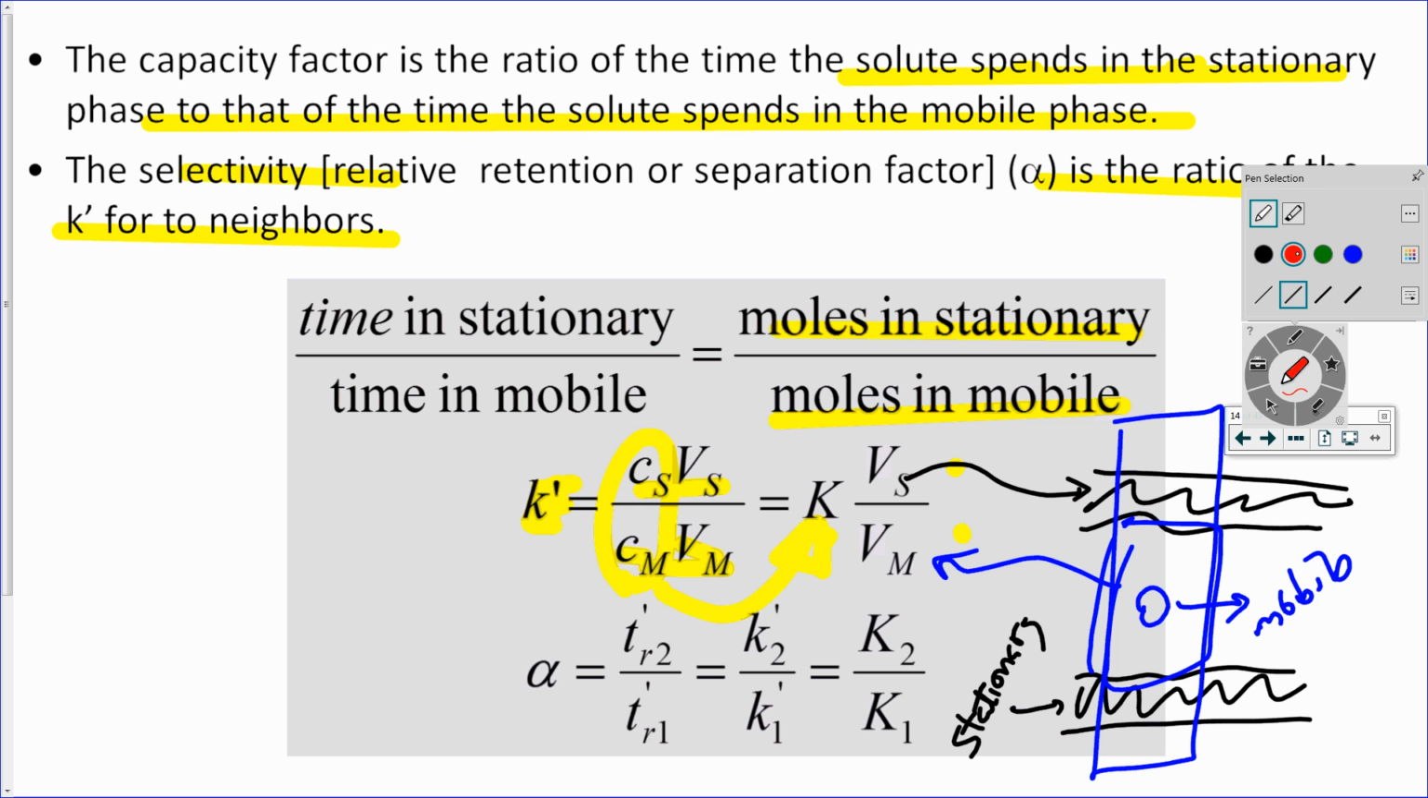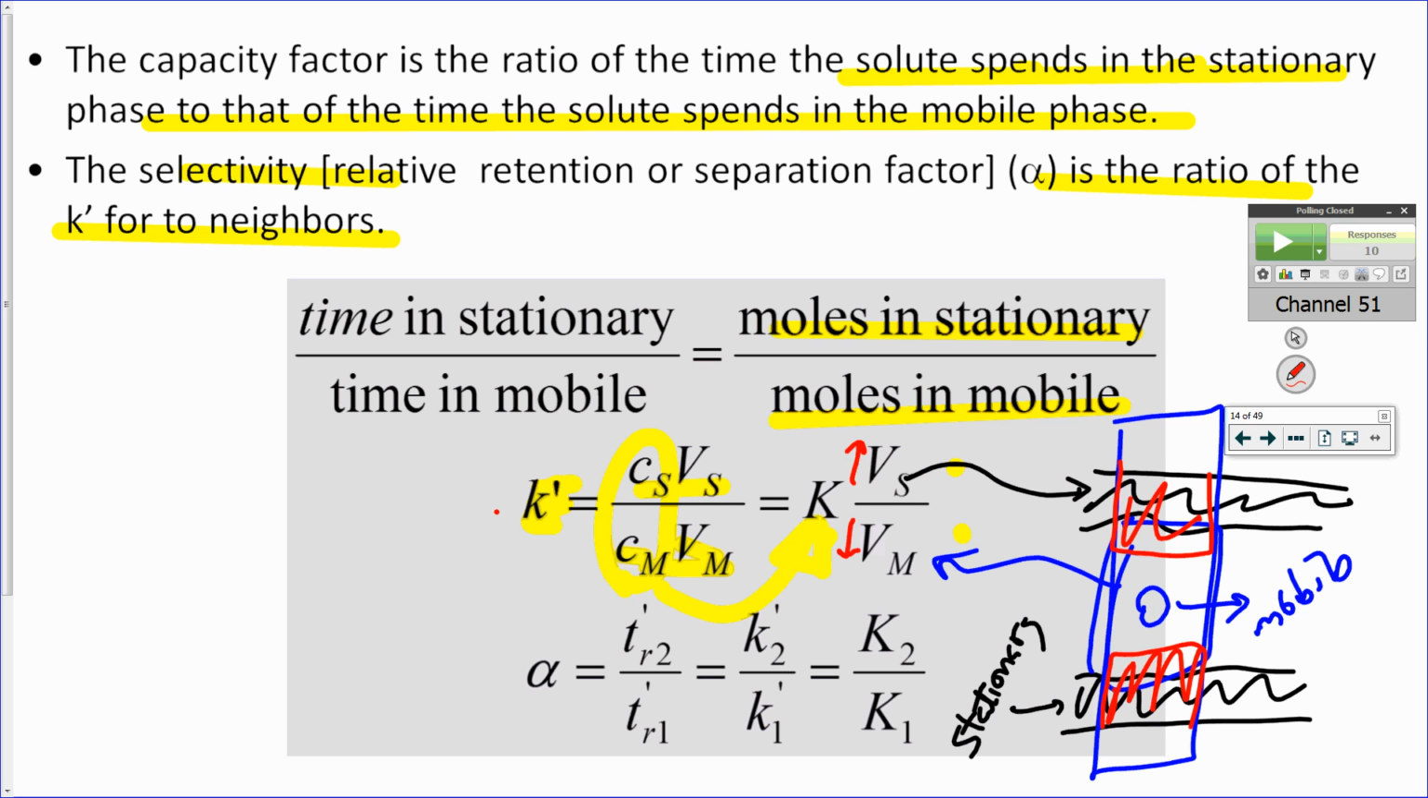If I increase the size of the stationary phase, making it a little thicker, its volume increases. This volume goes up, so the other one has to go down in the cross section. That means I can adjust the retention. It's a way that we can tune our separations. We can get things to stick to a column more or less by controlling the volumes a little bit.